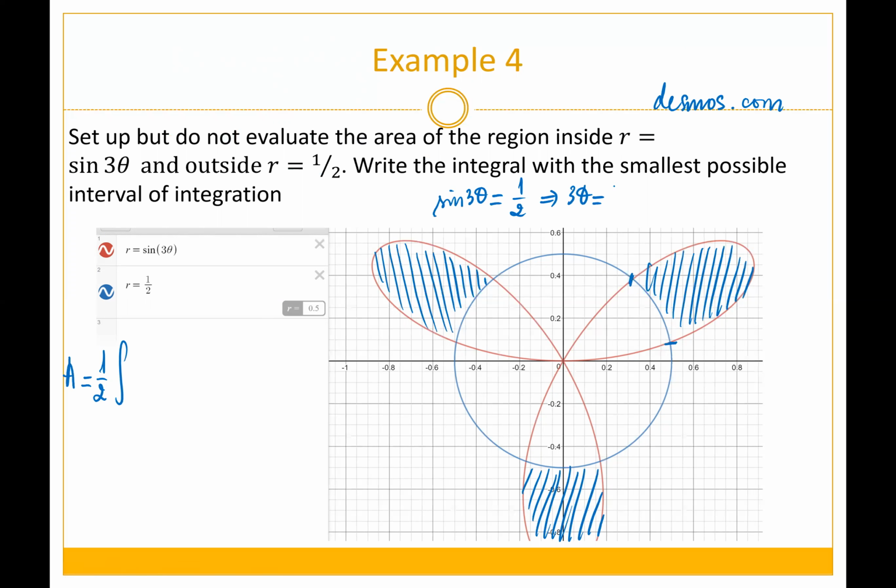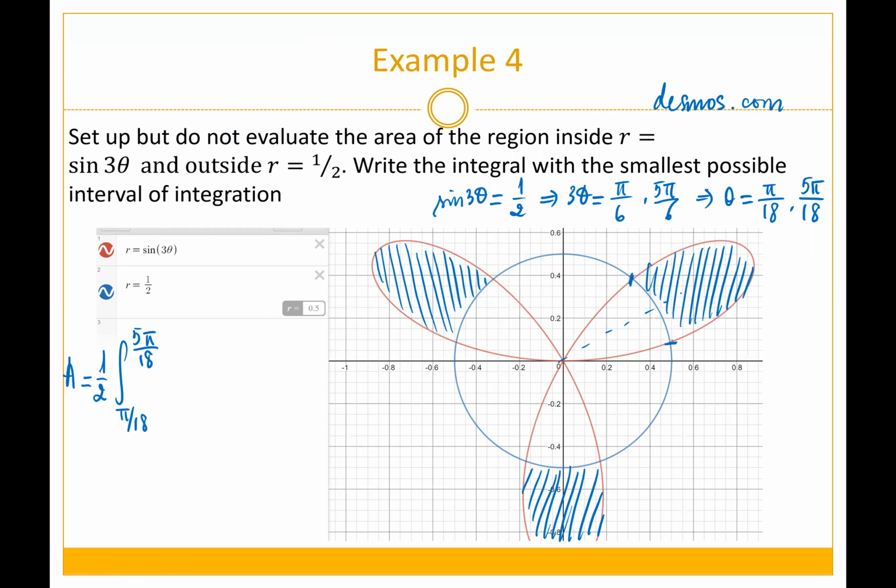It's going to equal pi over 6, and then you have another one, which is 5 pi over 6. And so if you replace that and try to find theta, you have pi over 18 and 5 pi over 18. So you know these two intersections, and it's going to be pi over 18 to 5 pi over 18.